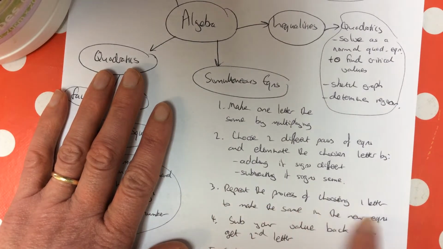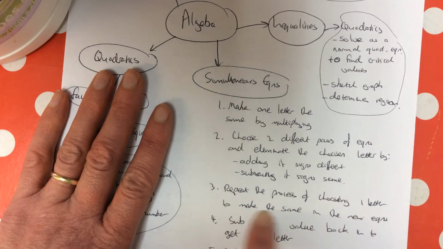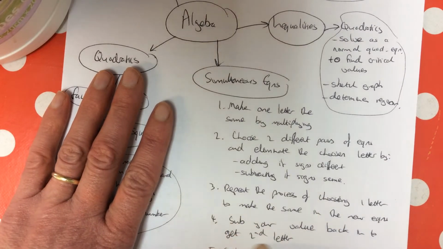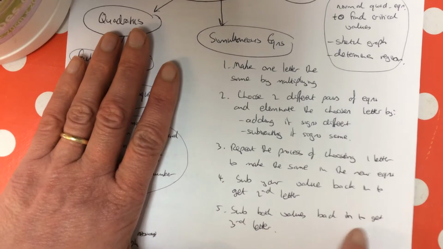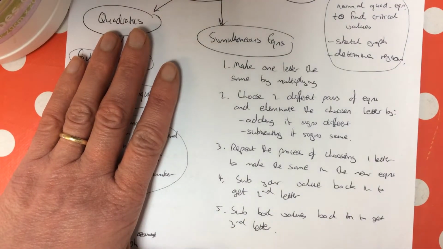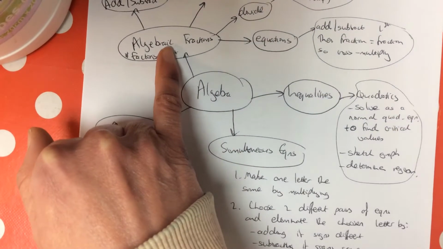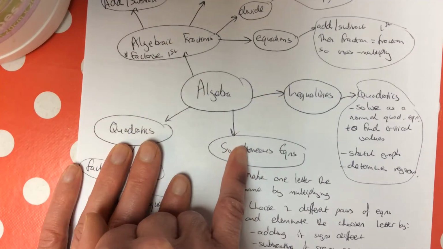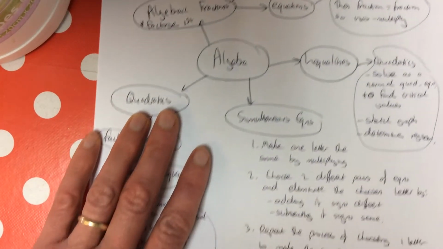Then you repeat the process of choosing one letter to make the same in the new equations. Sub your value back in to get the second letter. Sub both values back in to get the third. You will see me working through those. So you have algebraic fractions, inequalities, simultaneous equations, and quadratics.